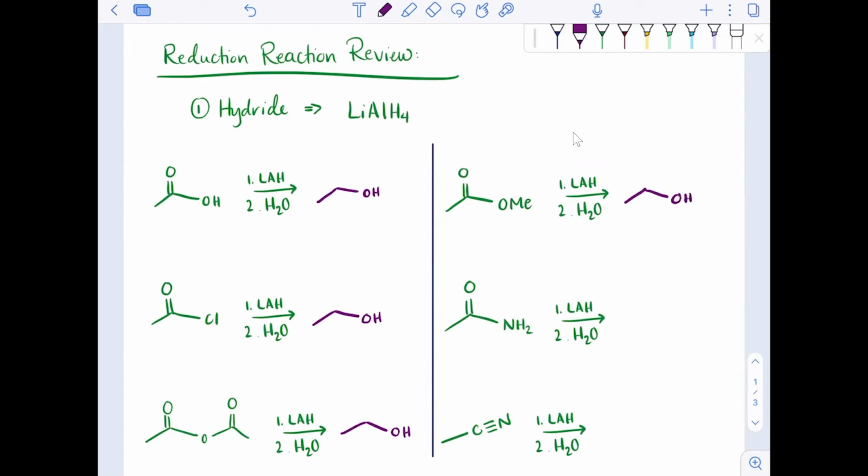Now, once we get to the amide and the nitrile, we see that nitrogen is incorporated, not oxygen, right? So nitrogen is a worse leaving group. Oxygen is a better leaving group. And so when we see an amide react with lithium aluminum hydride, we end up with a primary amine. Same thing with the nitrile. That nitrogen sticks on there like glue.